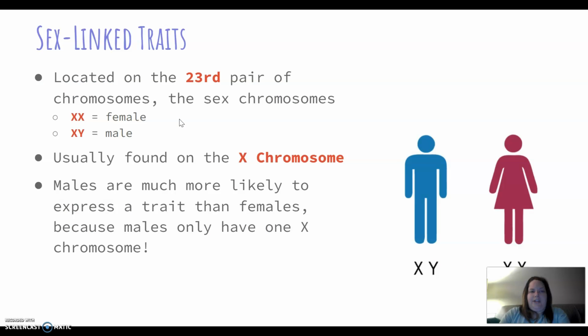All right, moving on to sex-linked traits. Our sex genes, our sex chromosomes, are located on the 23rd pair of our chromosomes. XY, so we get one from mom, one from dad. XY is going to be male, XX is going to be female. If you notice, both of those start with an X, and that is because all eggs that females produce already contain an X. So it is the sperm that comes in and determines whether that second chromosome is going to be a Y, making that child a male, or another X, making that child a female.